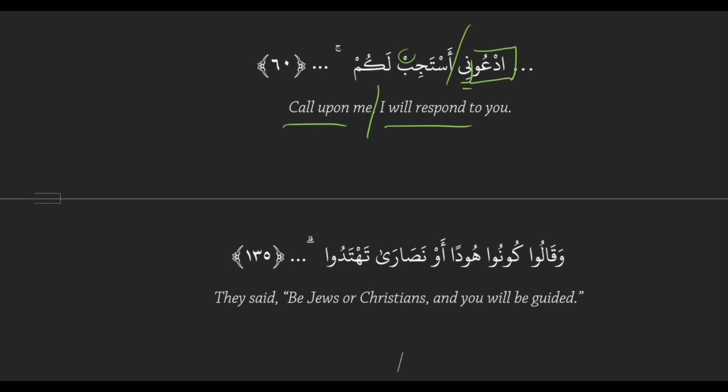Let's look at another example here. قالوا كونوا هودا أو نصارى. So قالوا is just past tense, saying they said, starting the quote, and then كونوا هودا أو نصارى is the quote, and then تهتدوا.